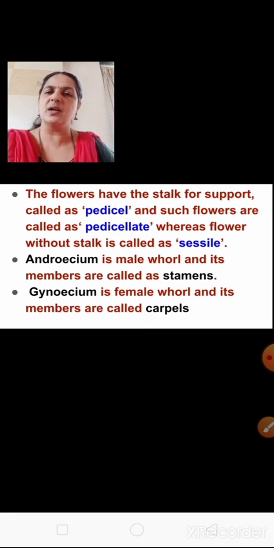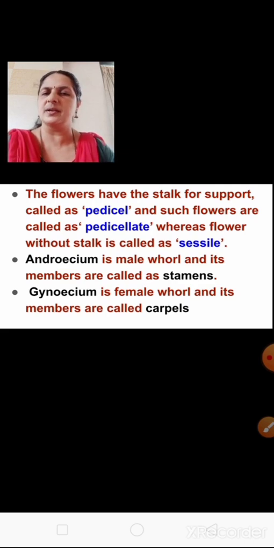Whereas some flowers are without the stalk, they are called sessile. Okay, it is called sessile. That means they don't have a pedicel. Androecium is the whorl whose members are called stamens. There is another name for the androecium.